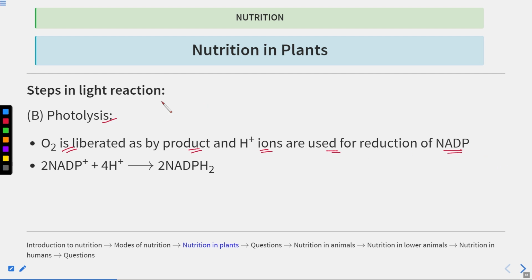We have already discussed what the products of the light reaction were. It was ATP and NADPH2. How is this NADPH2 made? By the reduction of NADP by the protons. So here 2 NADP+ combine with 4 hydrogen atoms and form 2 NADPH2. And both these products, NADPH2 and ATP, are utilized in the dark reaction for the synthesis of carbohydrate molecules.